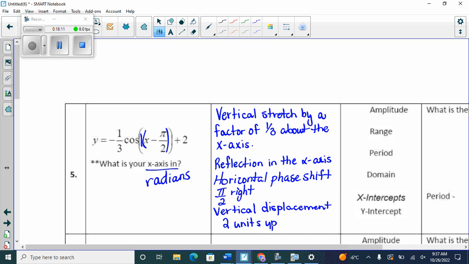Okay, amplitude, did it change? Yes, good answer. Range? Mrs. Lepp. Thank you. Period? No. Horizontal stretch. You're right, child. If there's no horizontal stretch, it didn't change. Good job. Domain, did it change? No, the domain is all real numbers, X, Y, or 6. Yes.